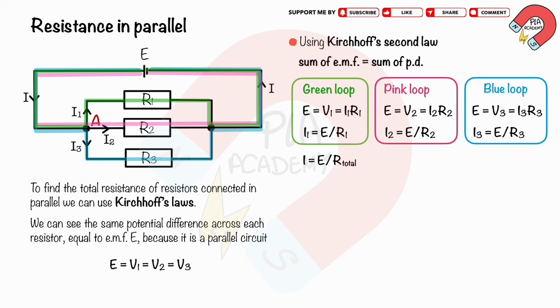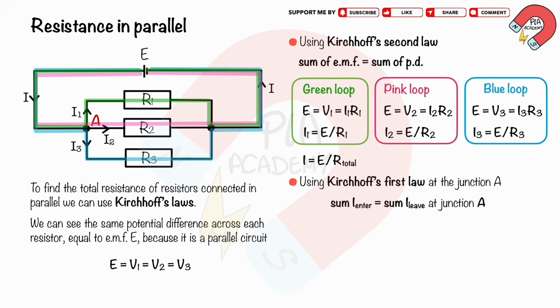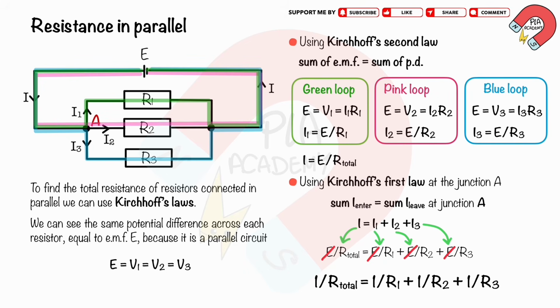And the current I from the cell is equal to E over total resistance. Using Kirchhoff's first law, the sum of the currents entering a junction A is equal to the currents leaving junction A. So, I equals I1 plus I2 plus I3. Substituting I equals E over total resistance, I1 equals E over R1, I2 equals E over R2, and I3 equals E over R3. We cancel out E, like this. So, 1 over total resistance equals 1 over R1 plus 1 over R2 plus 1 over R3.